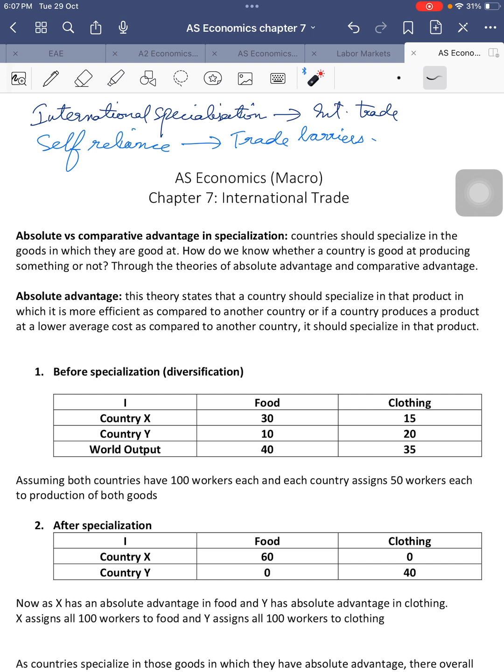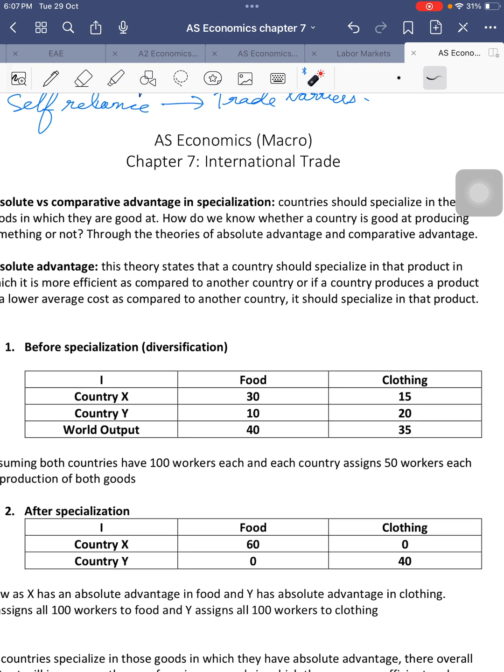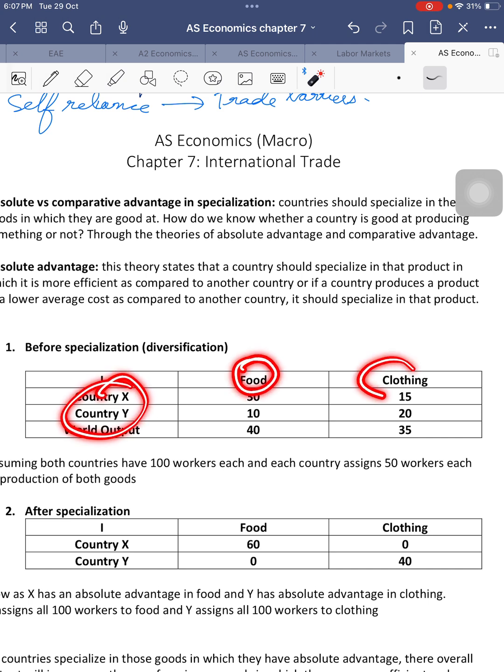Let's quickly go through an example, and a detailed example will be done later on. Suppose we have two countries, country X and country Y, and two goods, food and clothing, right? This is an assumption that we will continuously take throughout the analysis of absolute and comparative advantage. We'll take two countries and assume that there are only two goods, right?